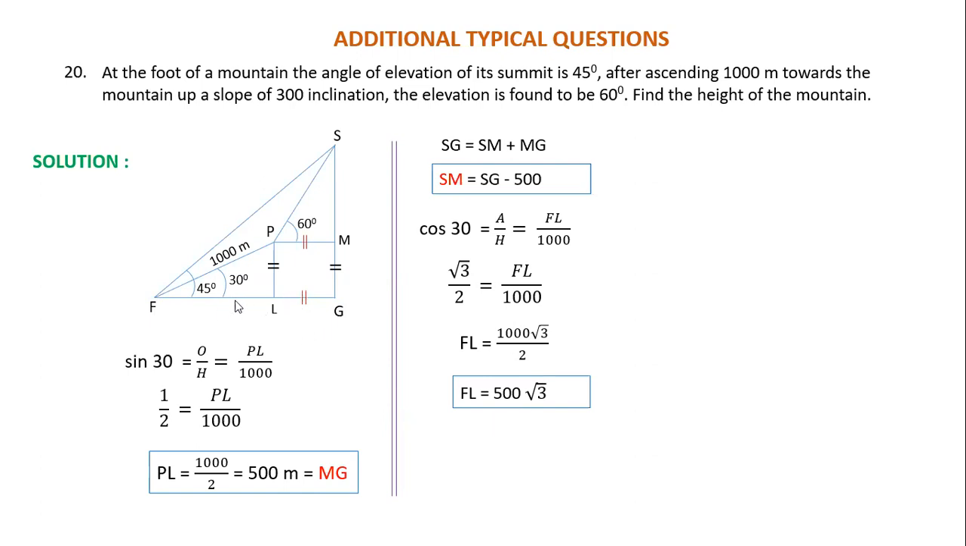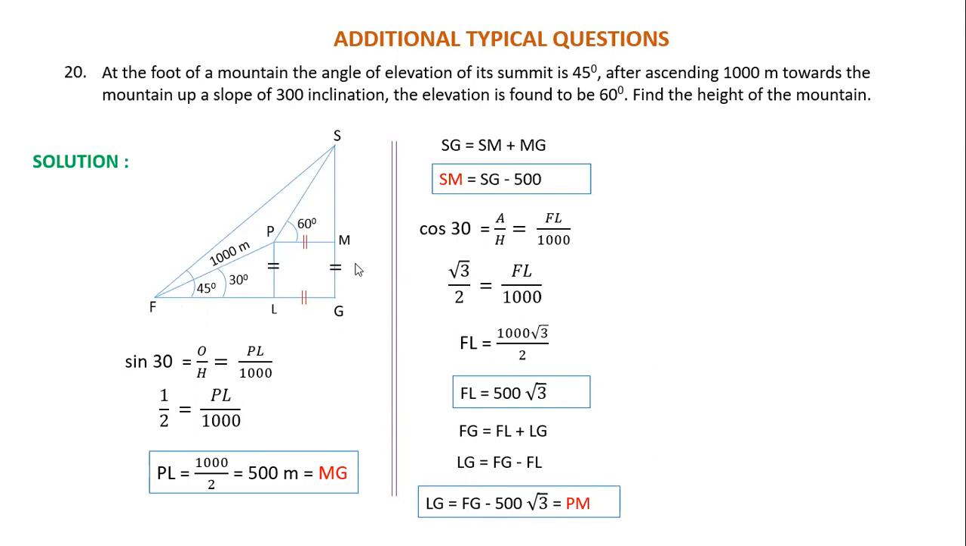FL is 500 root 3. Now, what is FL? FG is equal to FL plus LG. If you see this figure, FG is equal to FL plus LG. So LG is equal to FG minus FL. And FL is 500 root 3, so put it here. LG is equal to FG minus 500 root 3. LG is also equal to PM.